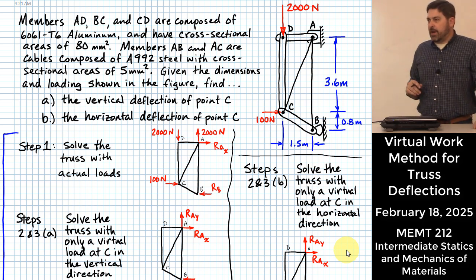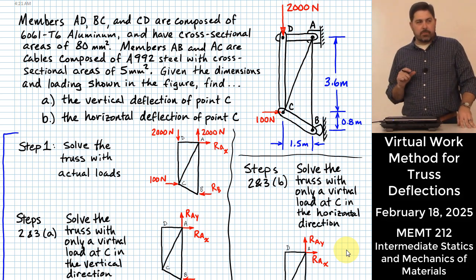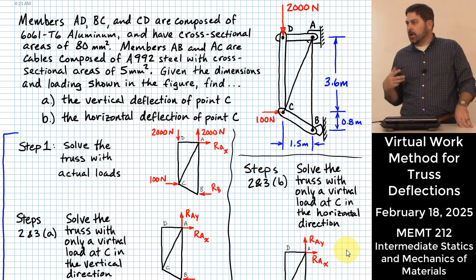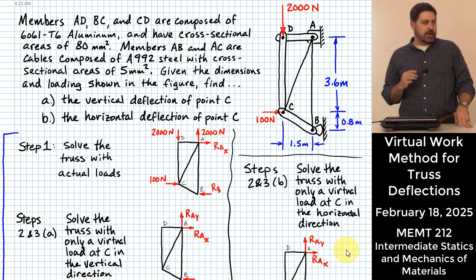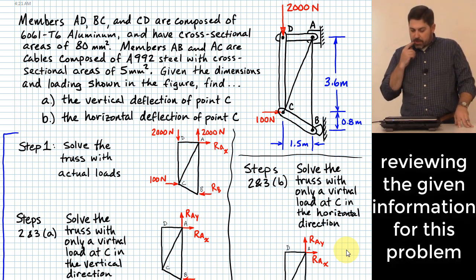All right, so what we're going to do now is determine some deflections that happen in a truss using the method of virtual work, okay? And so here's the problem that we're going to try to solve.